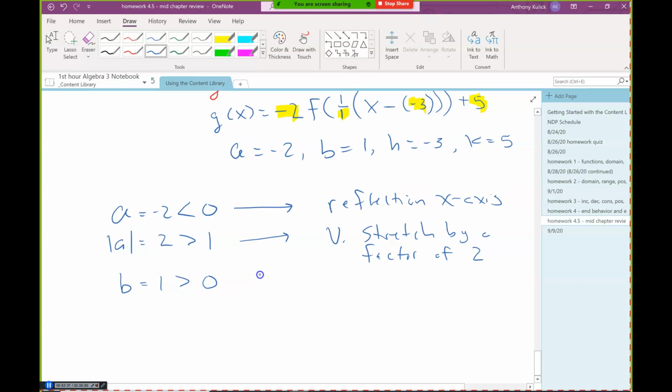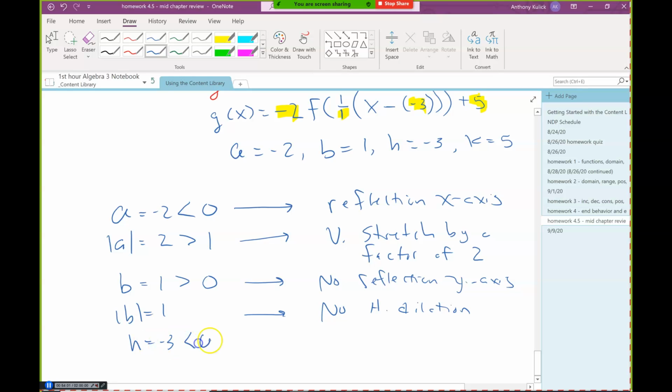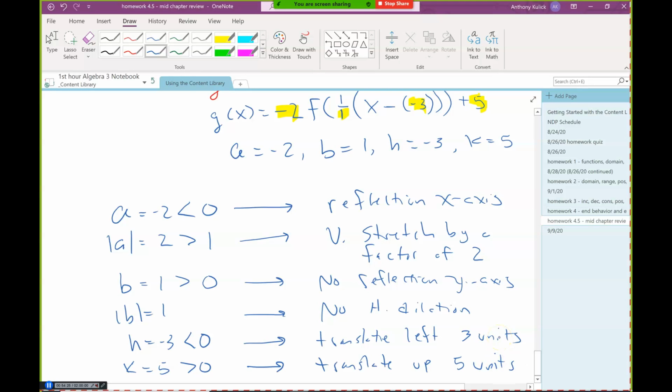Since B equals 1 is positive, we have no reflection on the y-axis. And since the magnitude of B is 1, we have no horizontal dilation. Since my H is negative, we will translate left 3. And because K equals 5 is positive, we're going to translate up 5 units. Is everybody okay here?